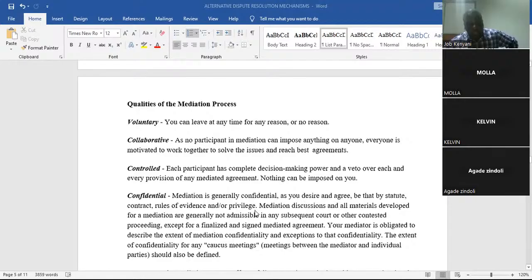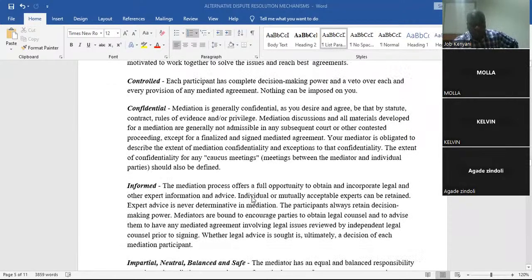So the qualities are almost similar to the advantages. It is a voluntary process. It is collaborative. It is controlled. The parties take control of it. It is a confidential process. Informed. The mediation process offers a full opportunity to obtain and incorporate legal and other expert information and advice. So you can always seek expertise or experience from persons who understand the matter before the mediator. You can seek expertise from experts.